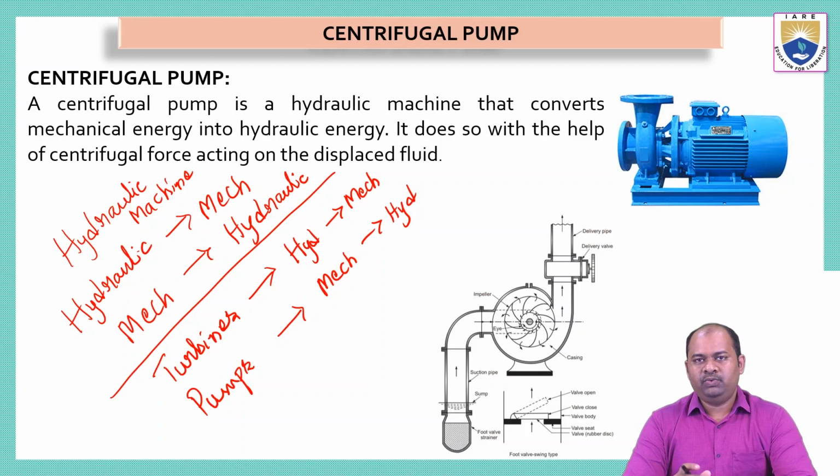Now, let us try to understand there are different types of pumps. There are reciprocating pumps and centrifugal pumps. In the previous lecture, we have seen the working of a reciprocating pump. Now in this lecture, we are going to study how a centrifugal pump will work. Now see here, let us try to understand the basic definition of a centrifugal pump. A centrifugal pump is a hydraulic machine that converts mechanical energy into hydraulic energy. It does so with the help of a centrifugal force acting on the displaced fluid.